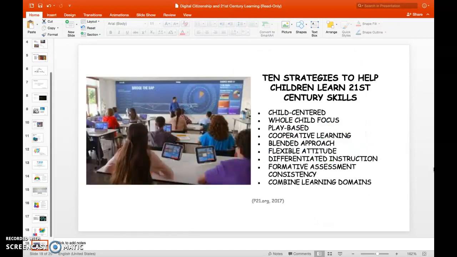There are 10 strategies that will facilitate students in order to be effective learners and gain the necessary skills that are required of them in the 21st century. These are child-centered, whole child focused, play-based, cooperative learning, blended approach, flexible attitude, differentiated instruction, formative assessment, consistency, and combined learning domains. By implementing these strategies in the classroom environment, students will be able to acquire necessary skills required of them that are outlined in the P21 framework, and ultimately become the best 21st century learners and digital citizens.